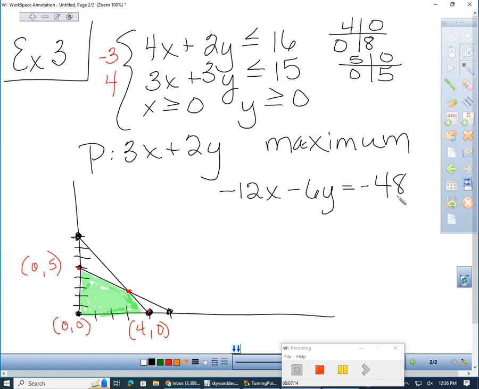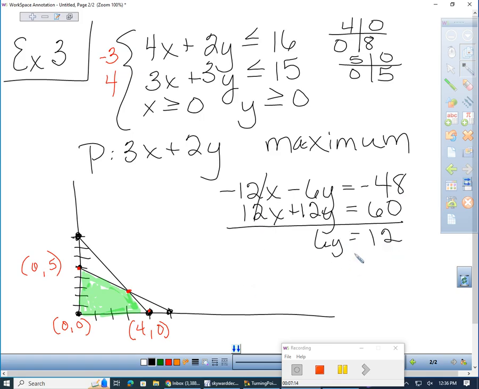-48. Okay. Next one. 4 times 3x is 12x. 4 times 3y is 12y. And 4 times 15 is 60. To add these together, our x's drop out. We get 6y equals 12. So y equals 2. All right, so far I know the y value is 2.